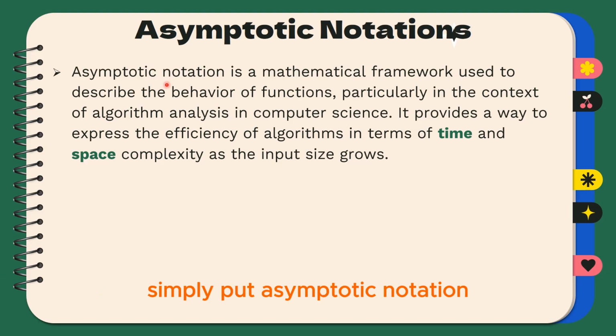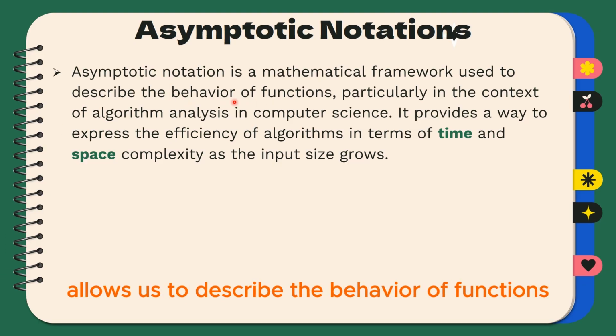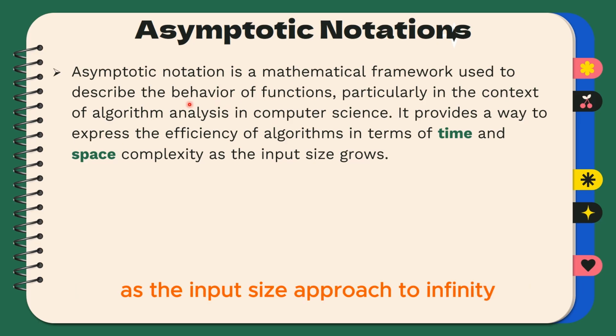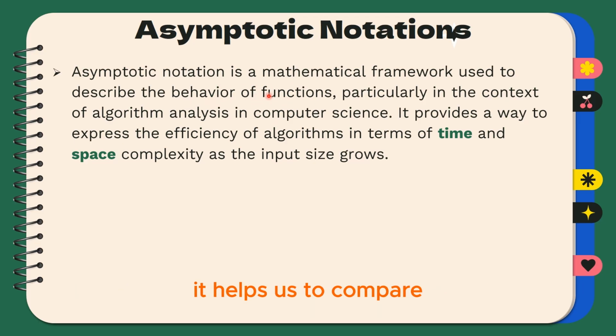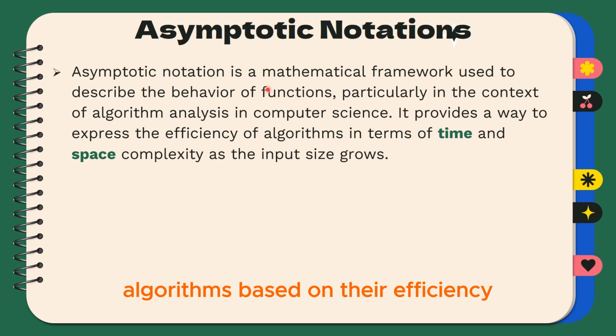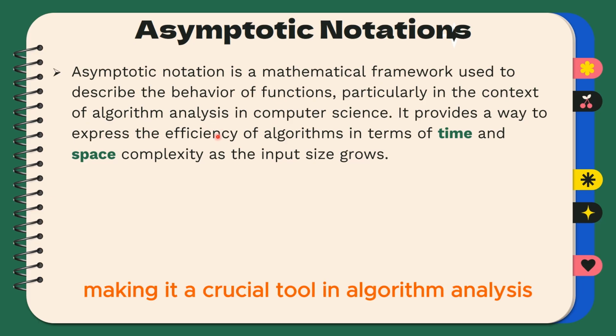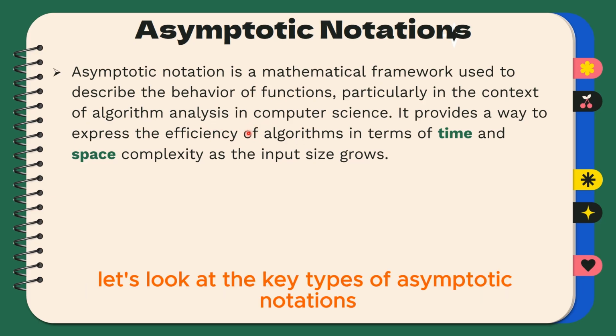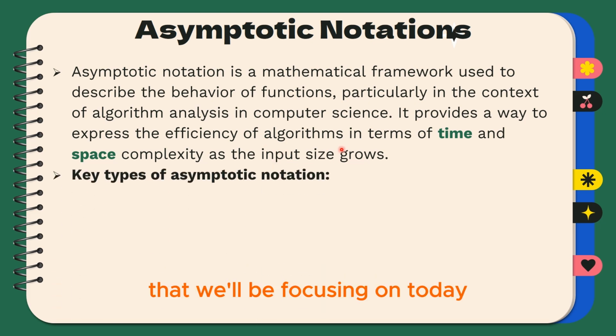Simply put, asymptotic notation allows us to describe the behavior of functions as the input size approaches infinity. It helps us to compare algorithms based on their efficiency, making it a crucial tool in algorithm analysis. Let's look at the key types of asymptotic notation that we'll be focusing on today.